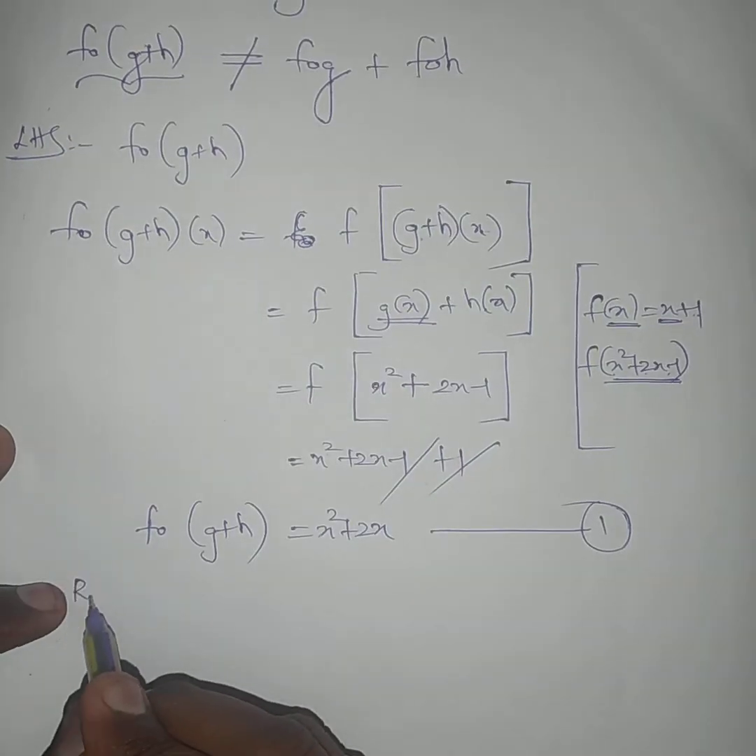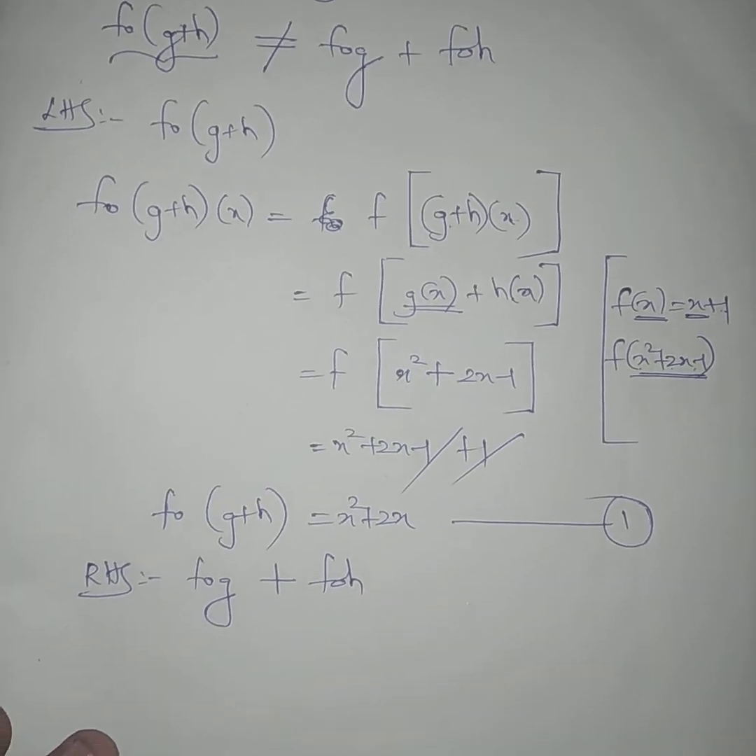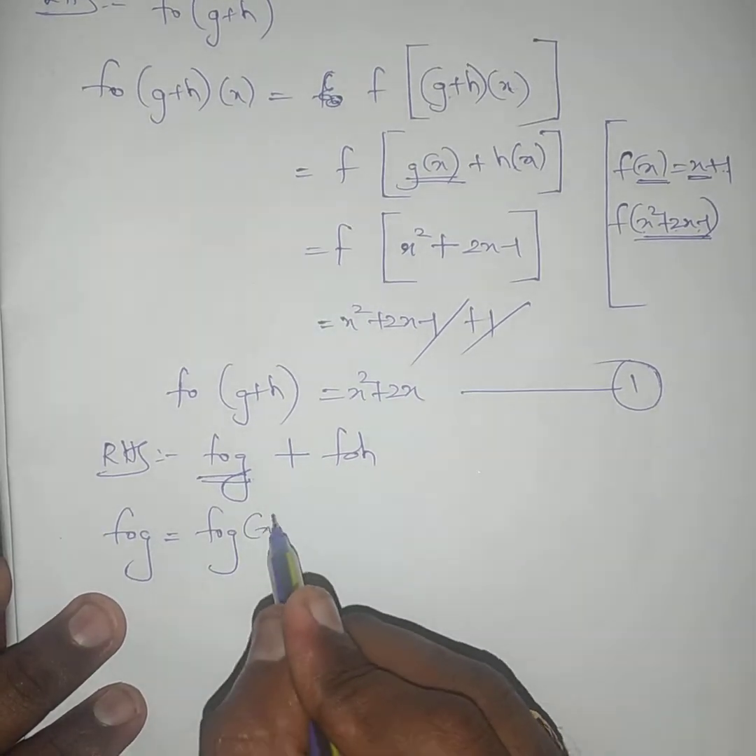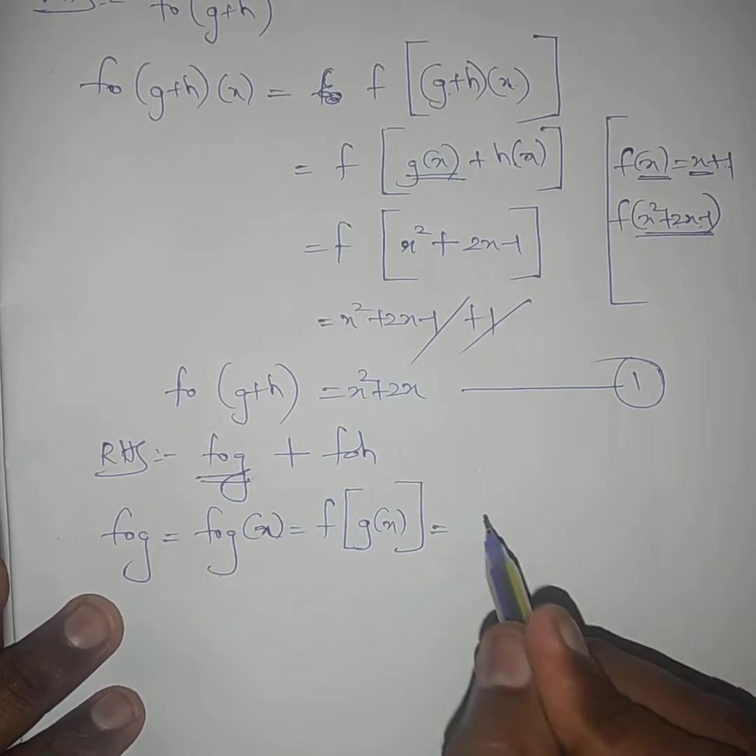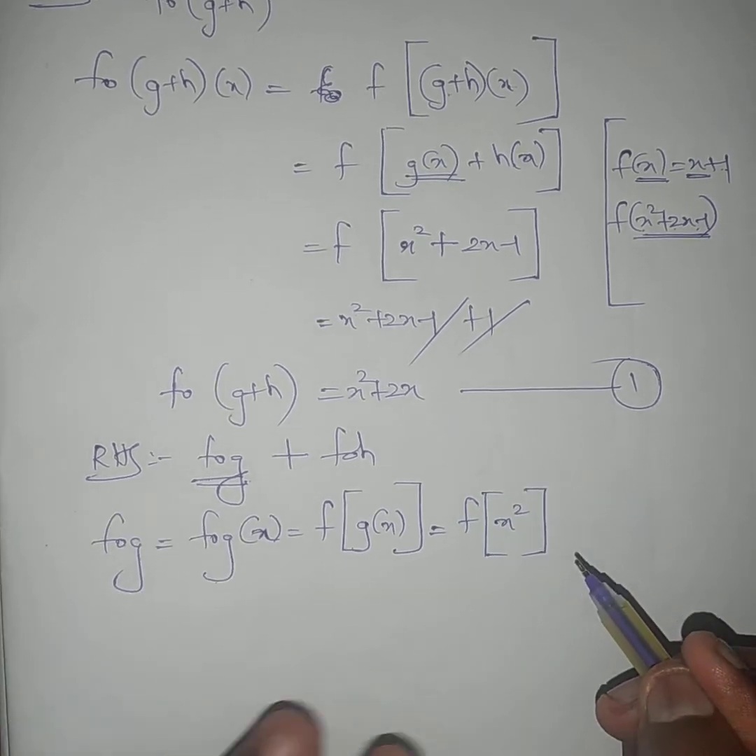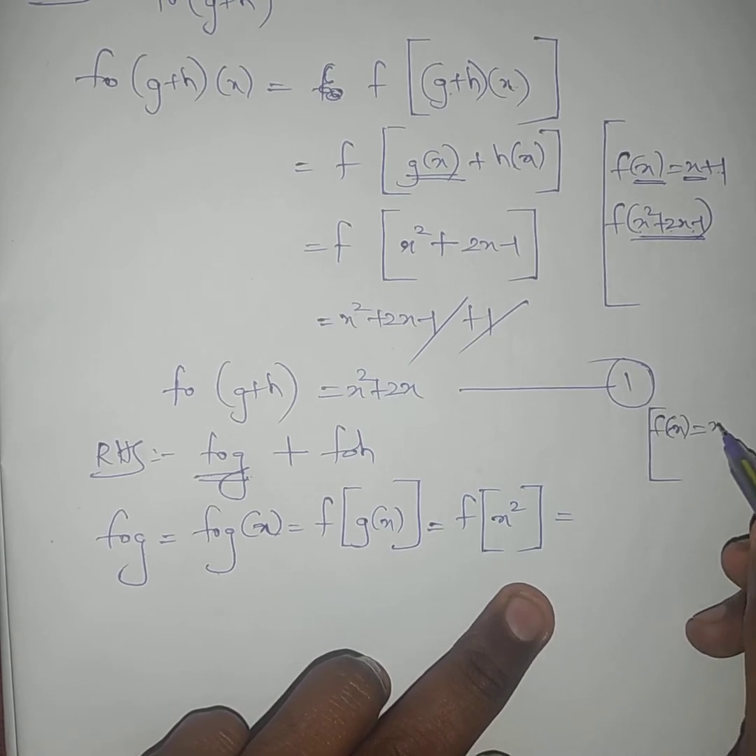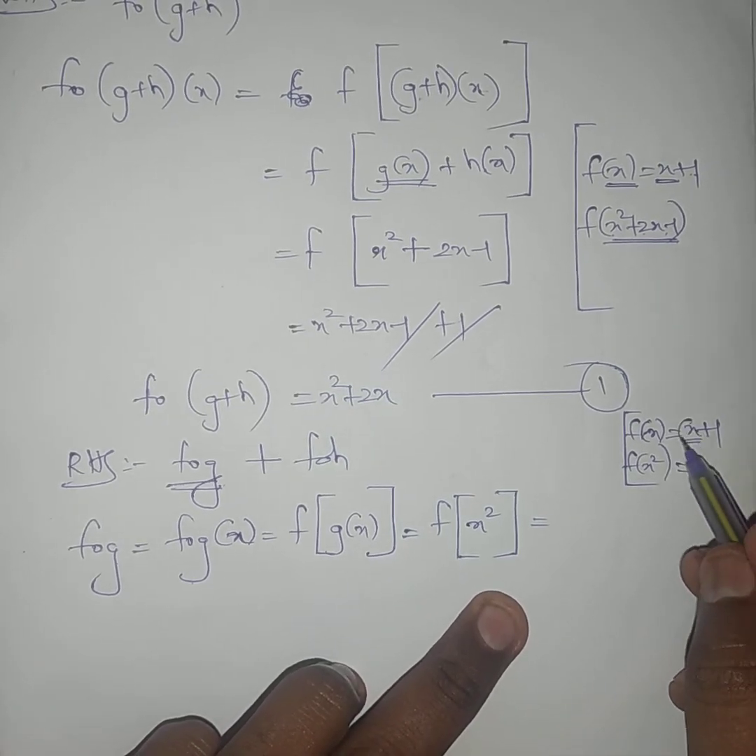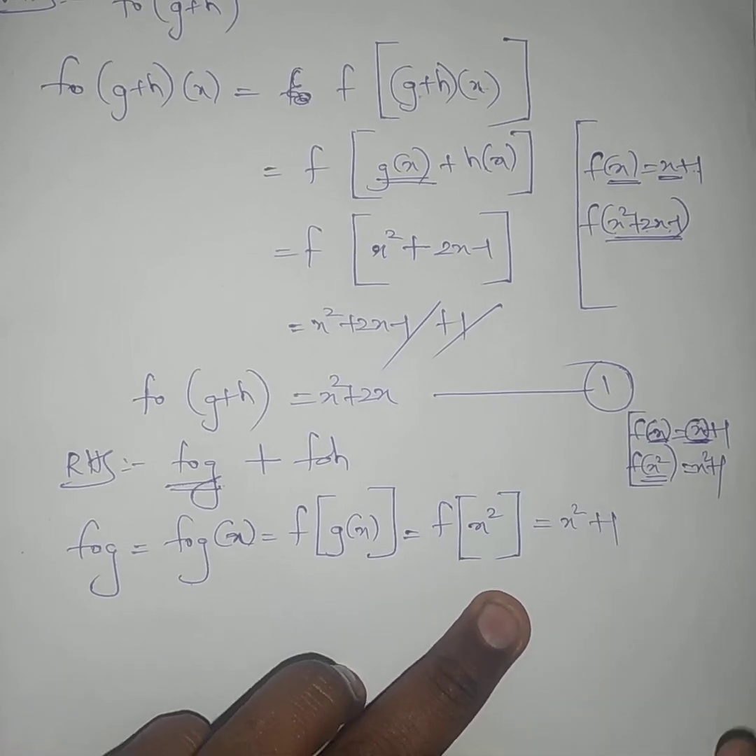What is the RHS? RHS is nothing but F composite G plus F composite H. So first I am going to find F composite G. We can write it as F composite G of X, which is F of G of X. F of, what is G of X I have taken? I have taken G of X as X square. We know F of X is nothing but X plus 1. What is F of X square? In place of X, put X square, so it is X square plus 1.